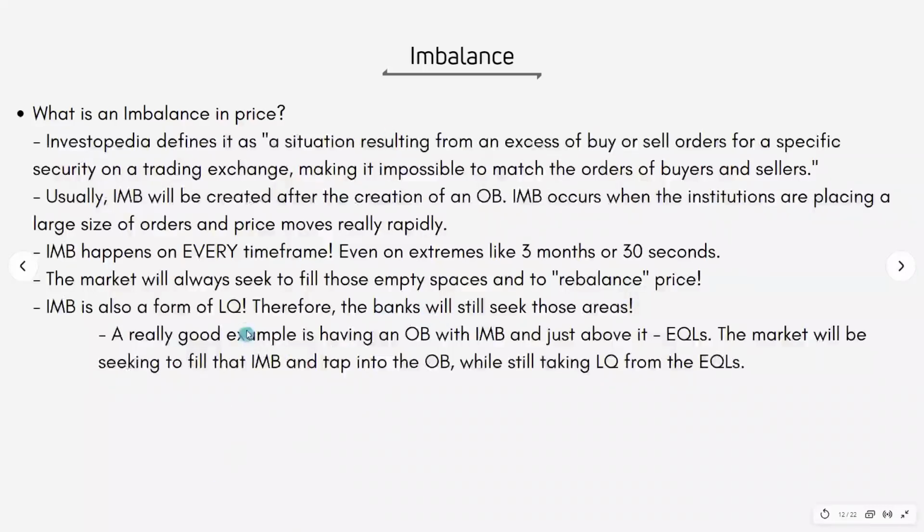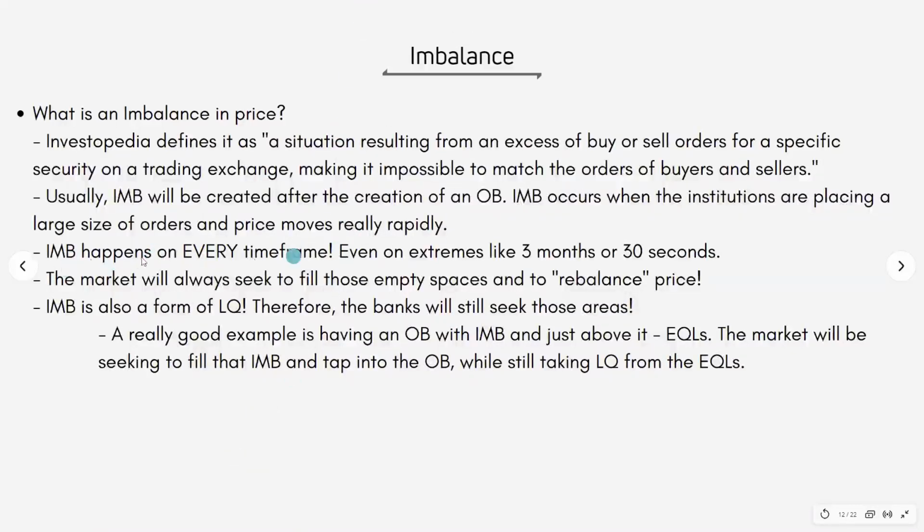Because if there is always somebody willing to sell or buy, the market is just going to move sideways. But sometimes people no longer want to buy or no longer want to sell, and then the market is going to move. And this creates the imbalance of price, all right? Usually imbalance will be created after the creation of an OB. Really powerful stuff. Imbalance occurs when the institutions are placing a large size of orders and price moves really rapidly, creating a big move to the upside, right?